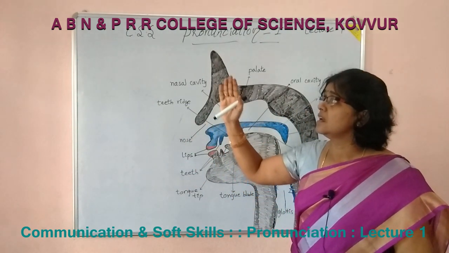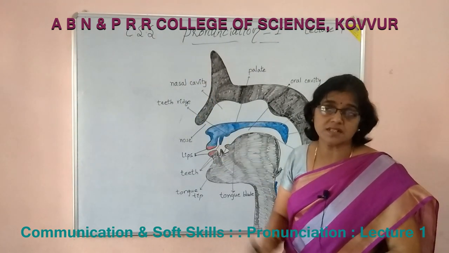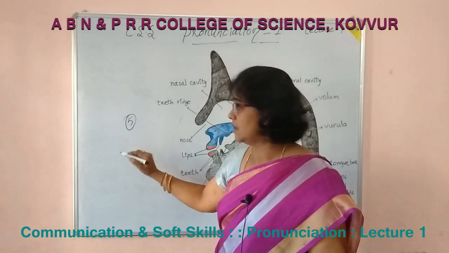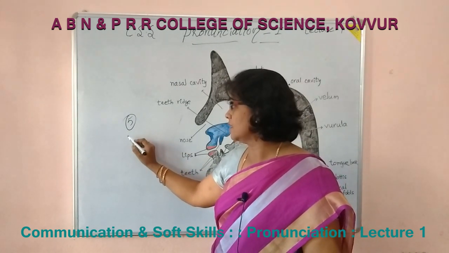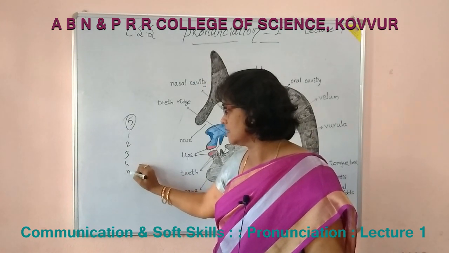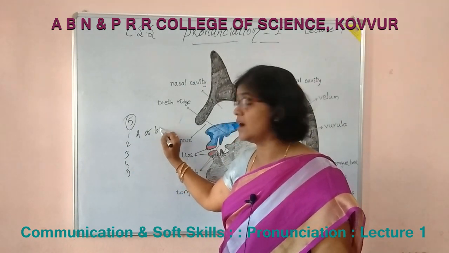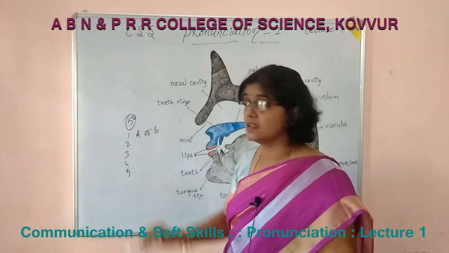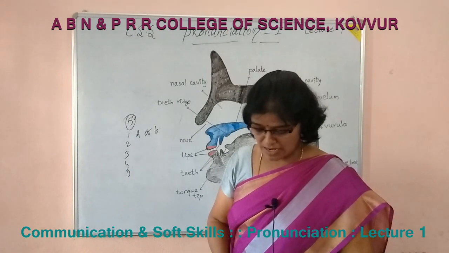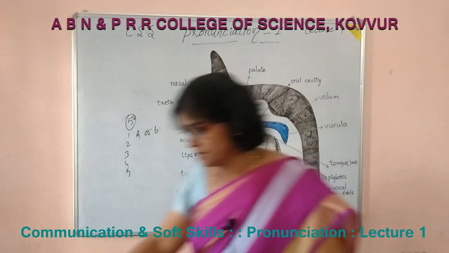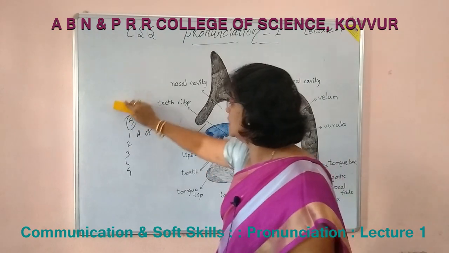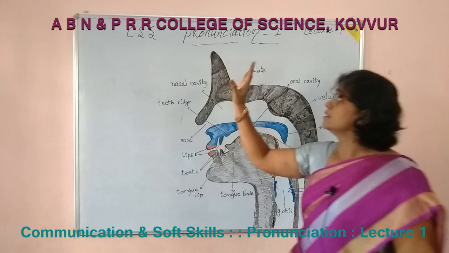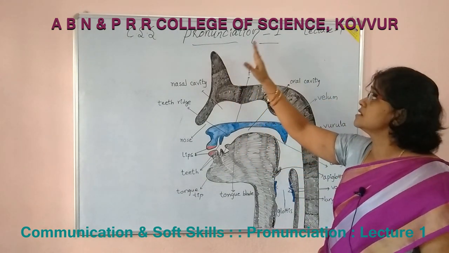First, coming to communication skills and soft skills, there are 5 units in this textbook, and in your question paper you get 5 questions with internal choice A or B. Each question carries 10 marks. The question paper is for 50 marks. Keep that in mind. And coming to the lecture, the name of the lesson is pronunciation.